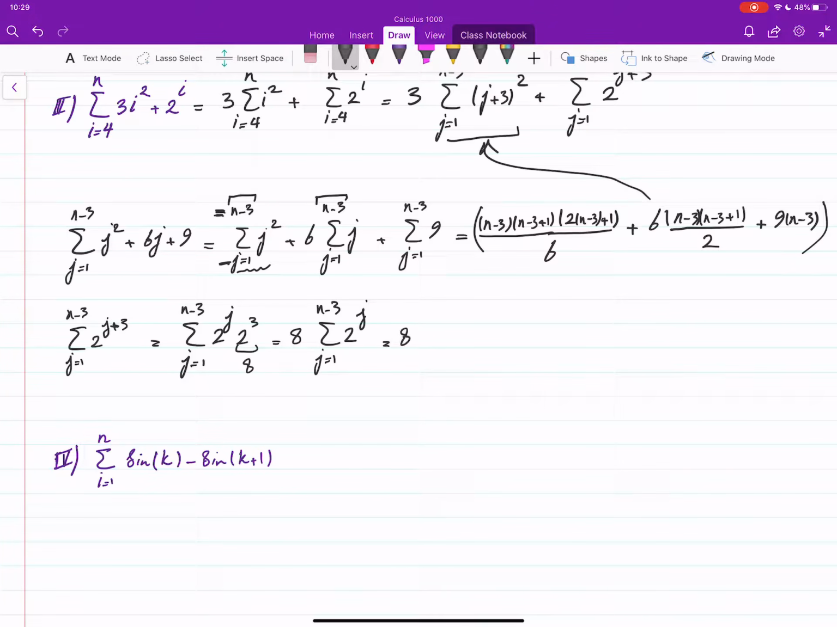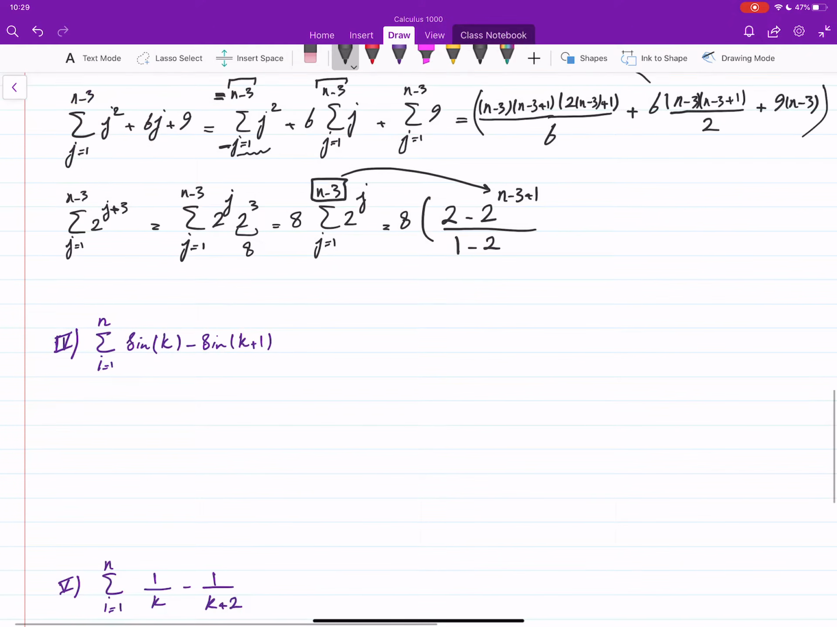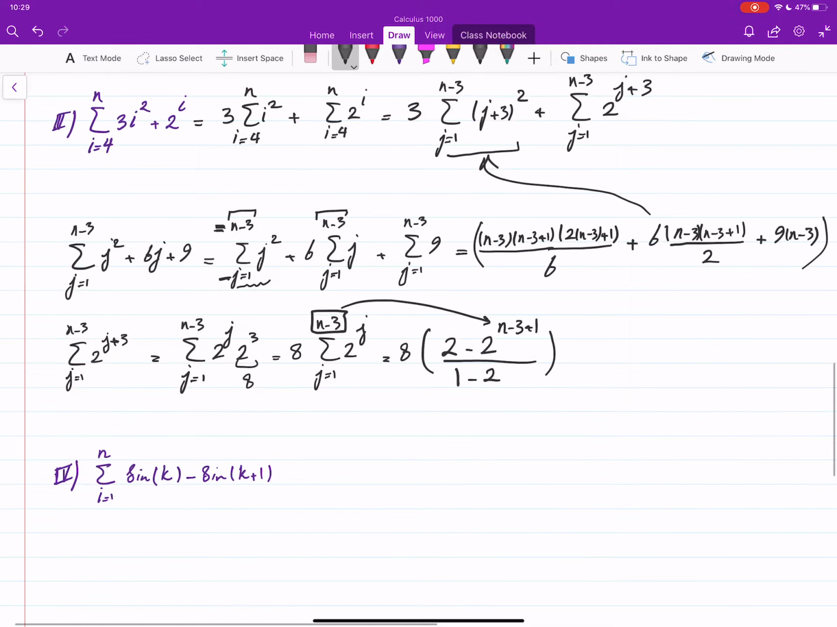Now, this is a geometric series, r to the power j, j going from 1 to n minus 1. So it will be 2 minus 2 to the power, the end point plus 1, n minus 3 plus 1, over 1 minus 2. This is just what we have in this formula, yes? And that is what we have. Well, you can simplify and add these two, and this will give us what we have up there.